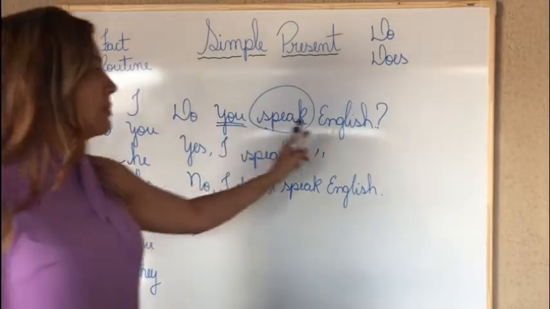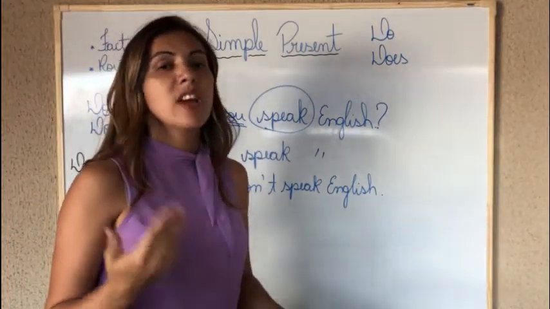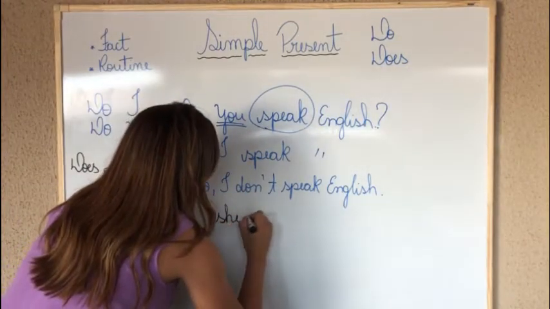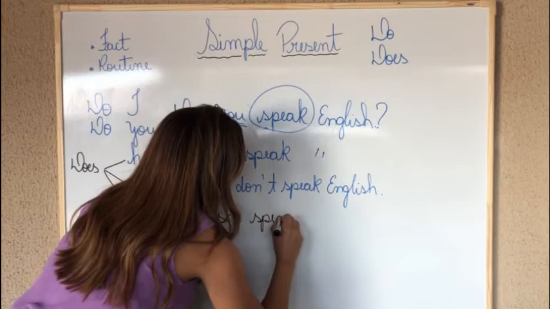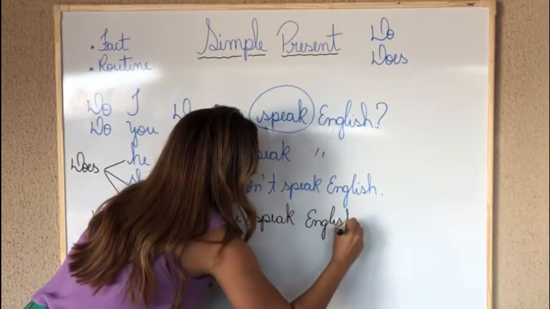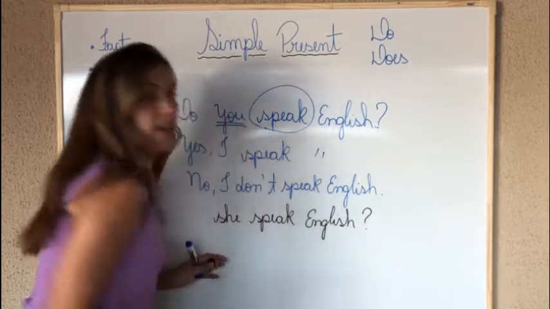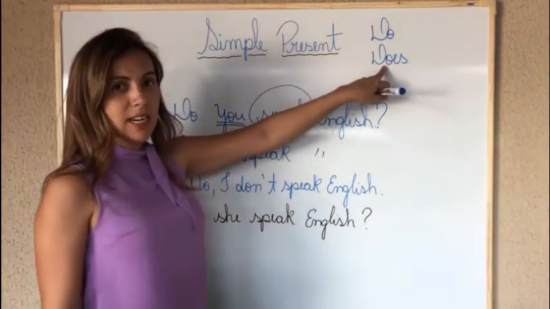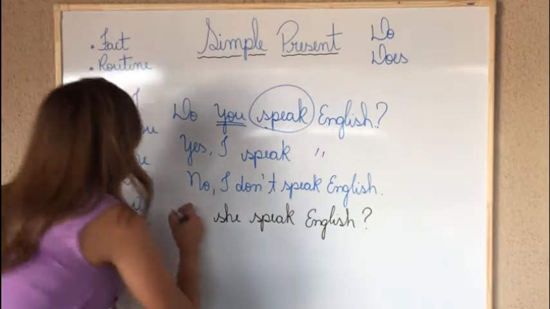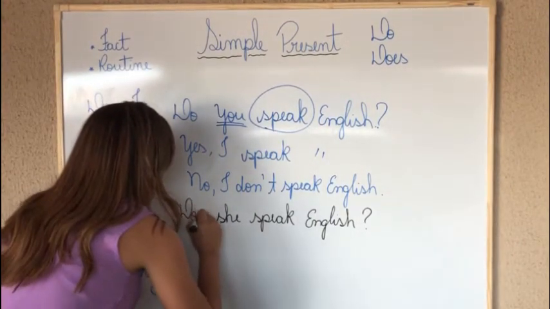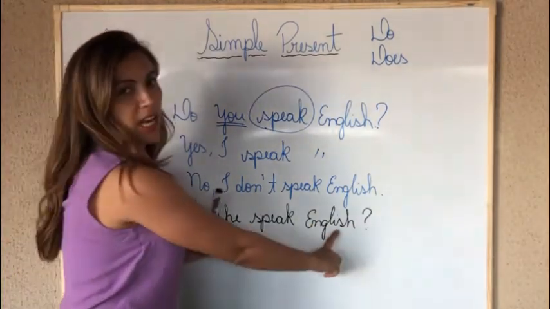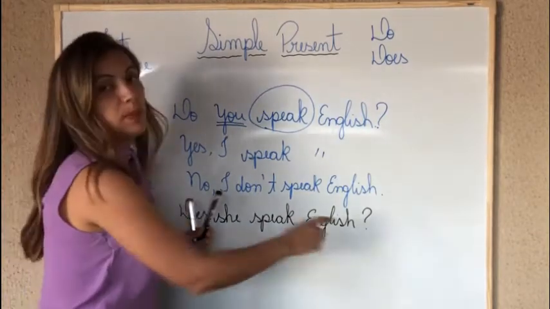Let's suppose the same sentence, but now you're going to ask with she. She speak English. To ask a question, I use the auxiliary verb does, because for he, she, and it, I use the auxiliary verb does. Does she speak English? Repeat, please. Does she speak English?